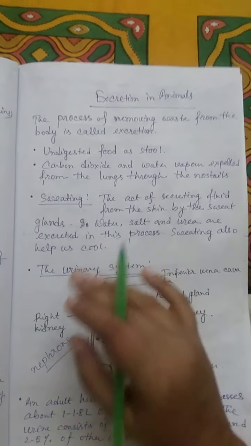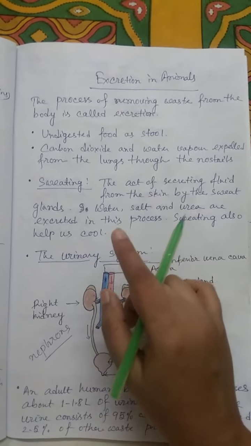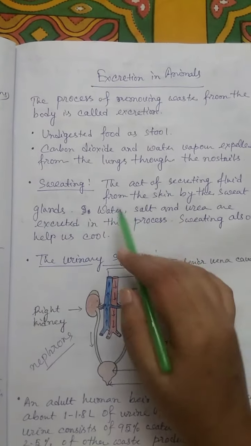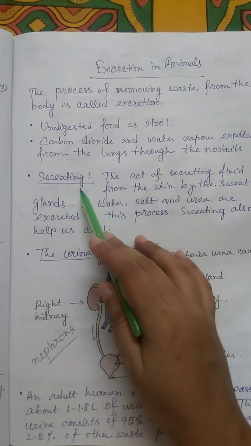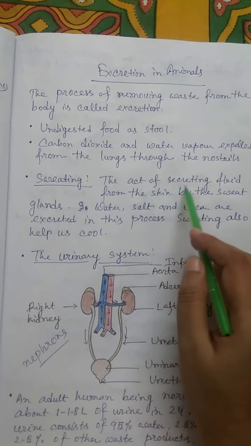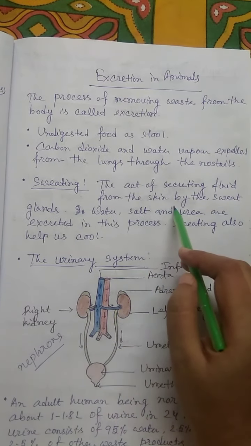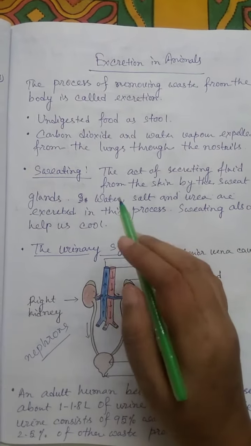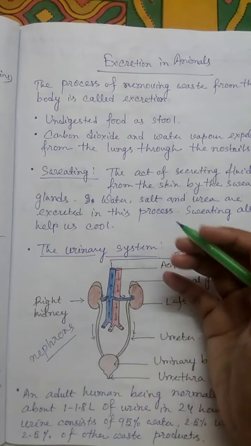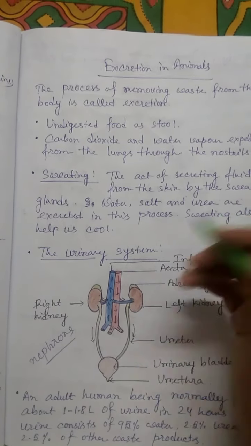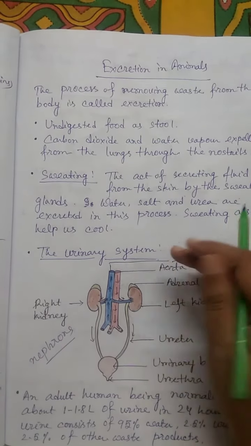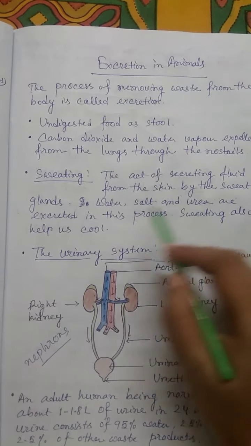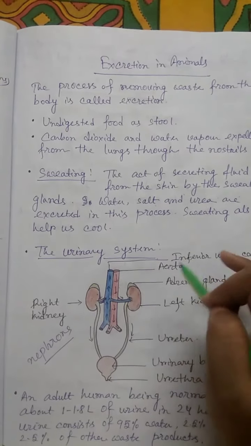Number three, sweating. This is very interesting and one of the important excretory products, sweat. Now the producing of sweat is known as sweating. The act of secreting fluid from the skin by the sweat glands is known as sweating. Now, in the sweat, which type of waste materials are mixed and excreted from our body? Mainly the water, then salt and urea. These are excreted in this process.